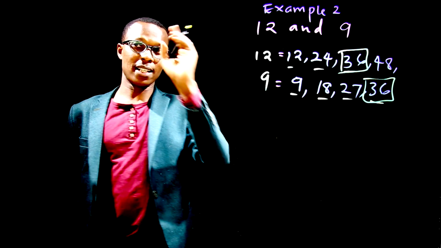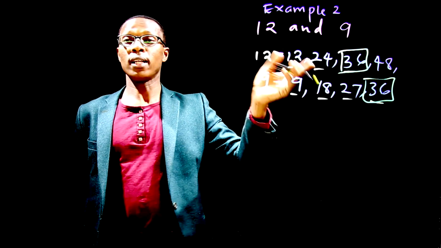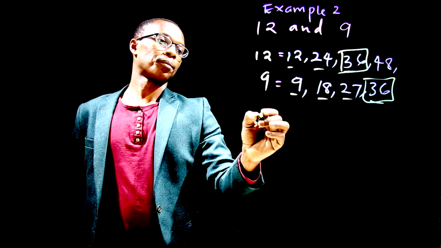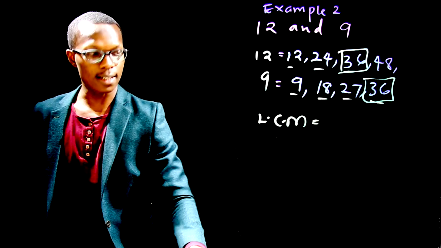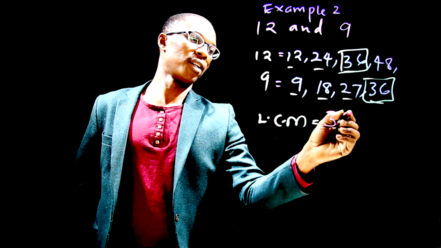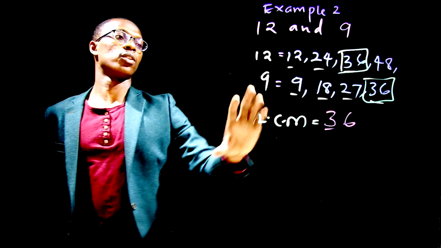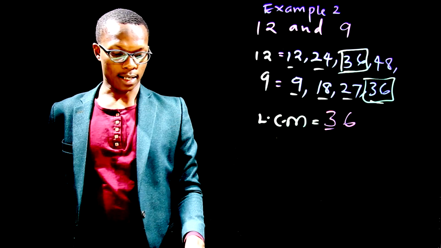Remember, when you're looking at the least common multiple, you look at the first number that is common to both numbers. Is that okay? Now our LCM will be 36. I know it's so easy, but that's how math sometimes is, right? So this is the LCM of 12 and 9.